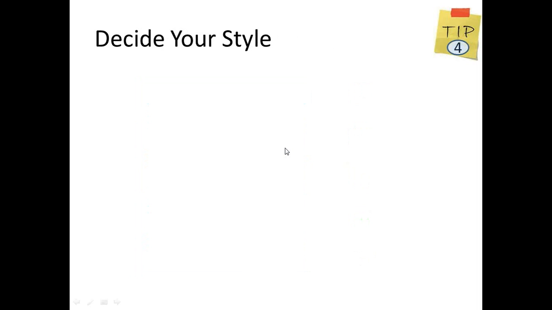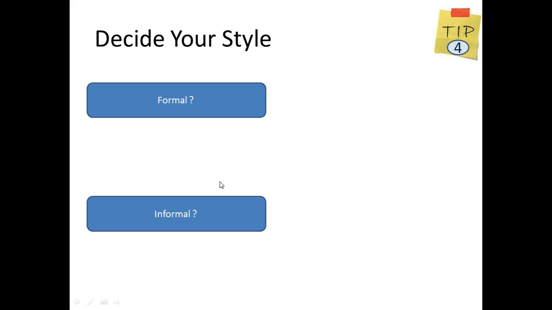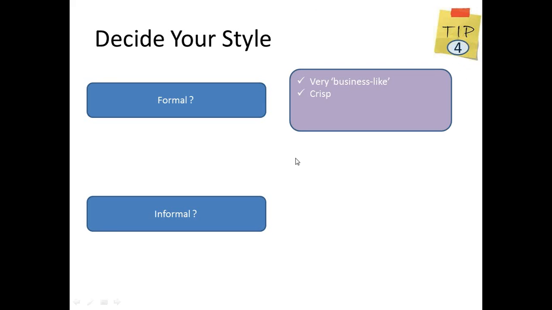Okay? So now let me move to my tip number 4, decide style. After you have known your purpose and you know your mood, you need to decide your style. And like I said sometime back, there are 2 broad styles. One is a formal style, one is an informal style. What is a formal style and what is an informal style? Formal style is very business-like. It's like the difference between wearing a t-shirt to office and wearing a suit to office. Wearing a suit is business. T-shirt is informal.